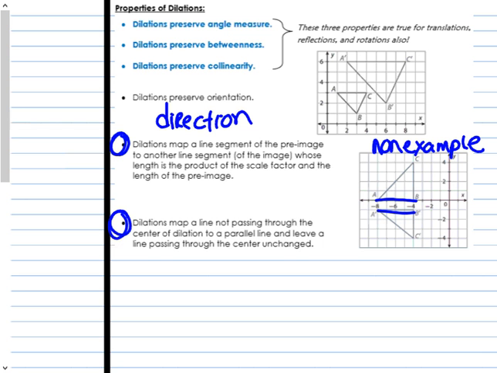But you can see that BC was 4, and B prime C prime is only 3. So one side shrank, but the other sides did not. Also, distance was not preserved. You can see it's not facing the same direction as it was previously.